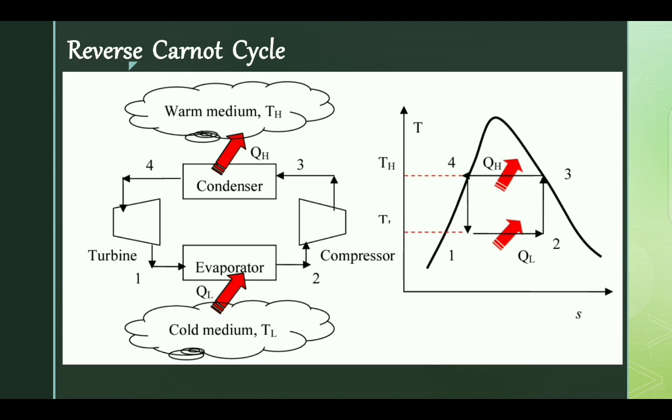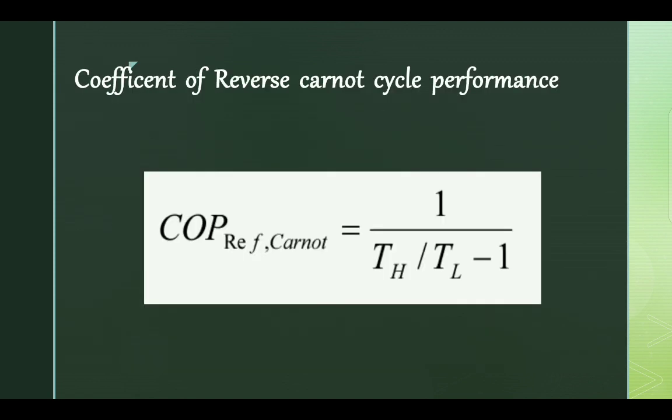We can find the coefficient of performance of the reverse Carnot cycle. The coefficient of performance of the reverse Carnot cycle is 1 by (Th by T1 minus 1). Every time the coefficient of performance should be greater than 1, then only we can say it is a good refrigeration cycle. Next we are going to have the vapor compression refrigeration cycle.